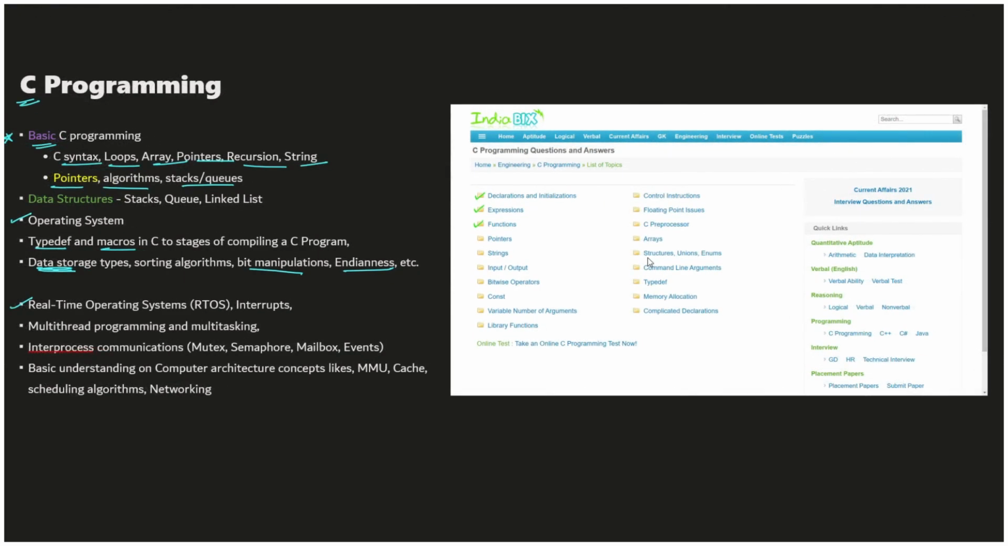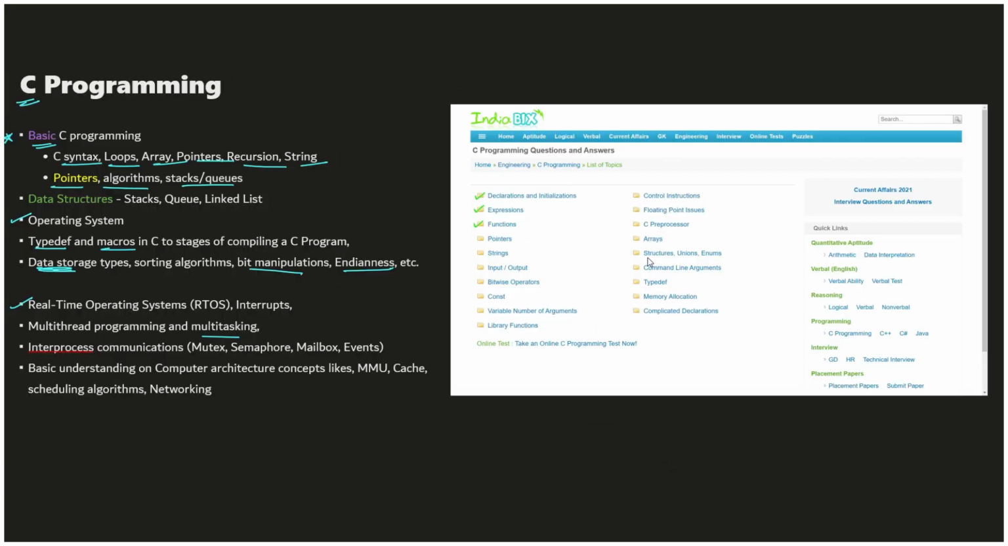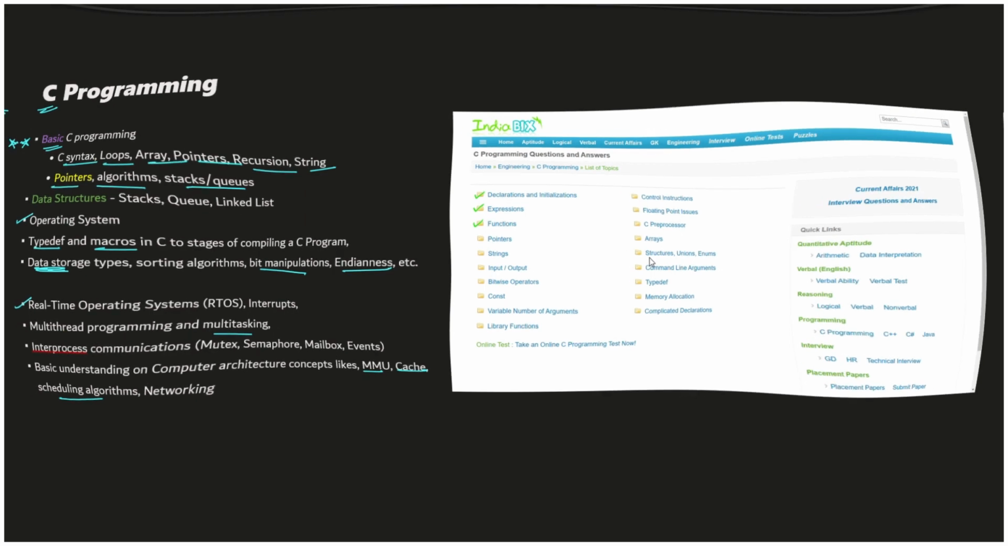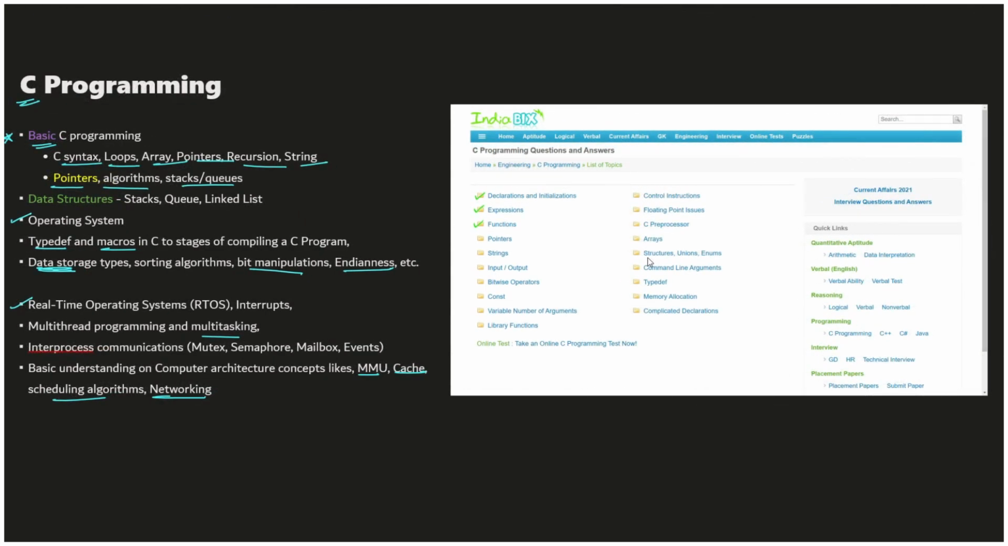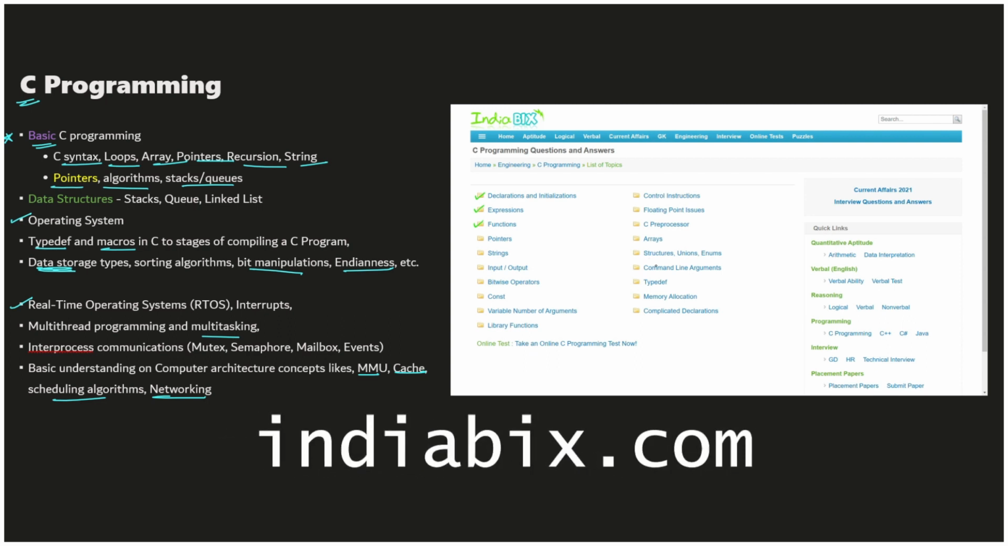Also, just have a look at the real-time operating systems, interrupts, multi-thread programming, multitasking, and inter-process communication. And have a basic understanding of computer architecture concepts like MMU, cache, and scheduling algorithm and networking. Although these are not needed, just have a look at them if you have time. Otherwise, basics would do.